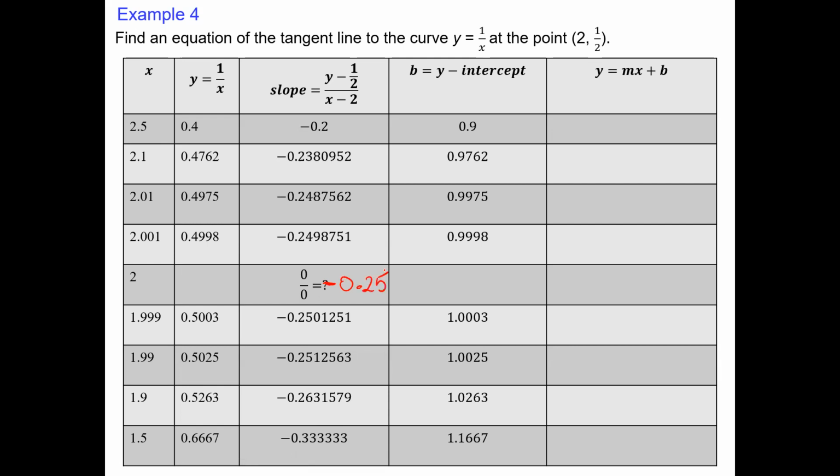And I would say this is a good estimation. And then the y-intercept is definitely approaching 1. Right? It means the tangent line is negative 0.25x plus 1. Okay, see, this is the tangent line. That's how we estimate. It's a little bit time consuming, but the most important thing in this case is to know the method, to understand the concept.